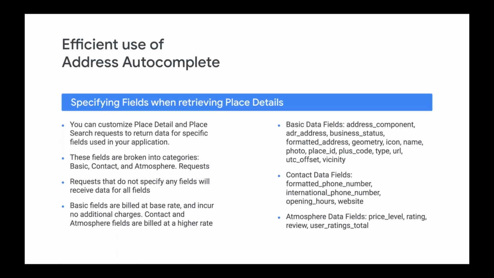So I really can't think of an example where anything outside the basic data was used for autocomplete use cases. That includes things like the formatted address, address components, and lat long. Typically, everything you would need for an autocomplete scenario. But without specifying those fields, that contact and atmosphere data will be returned, and you will be charged additionally for that. So it's very important to make sure you're specifying those fields so you're not being charged for any additional data that you're not actually using.